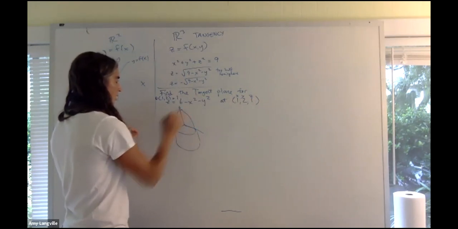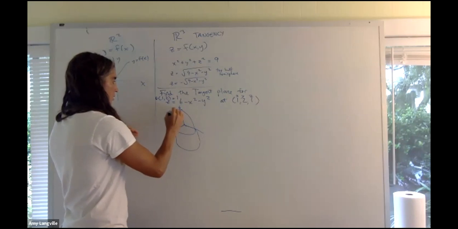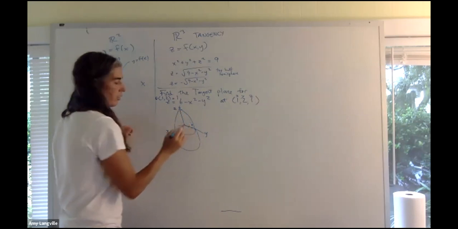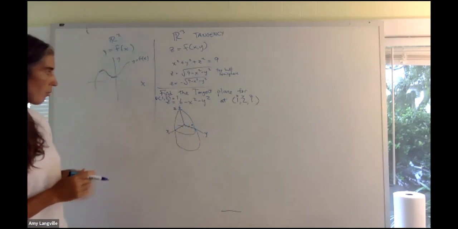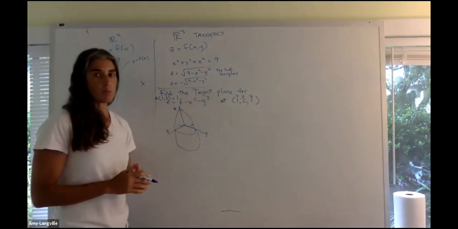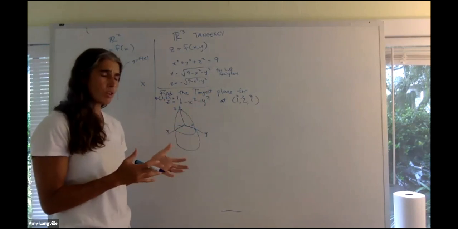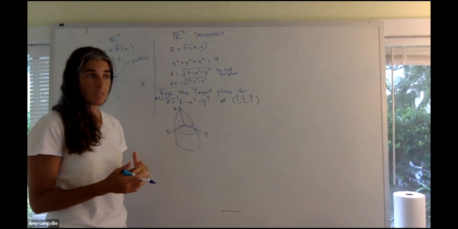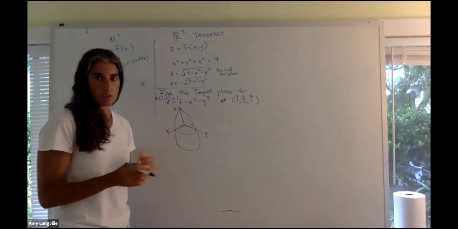This is the z-axis, x, y. We're at (1, 2, 1). So somewhere on the side of that circular paraboloid, we're at this point. And we want to get the actual equation of the tangent plane. And so we know what it looks like. We can visualize it here, but we want to actually compute the linear function that describes it.